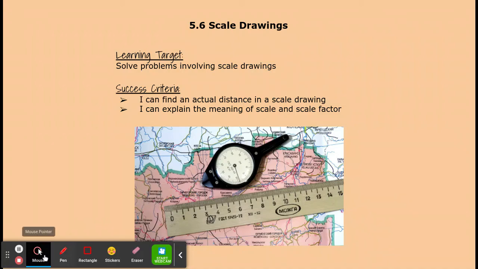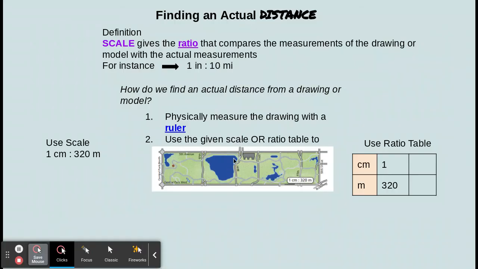5.6 Scale Drawings. Scale gives the ratio that compares the measurements of the drawing or model with the actual measurements. So for instance, on a map, you might see the scale 1 inch is the same as 10 miles. So how do we find an actual distance from a drawing or model?